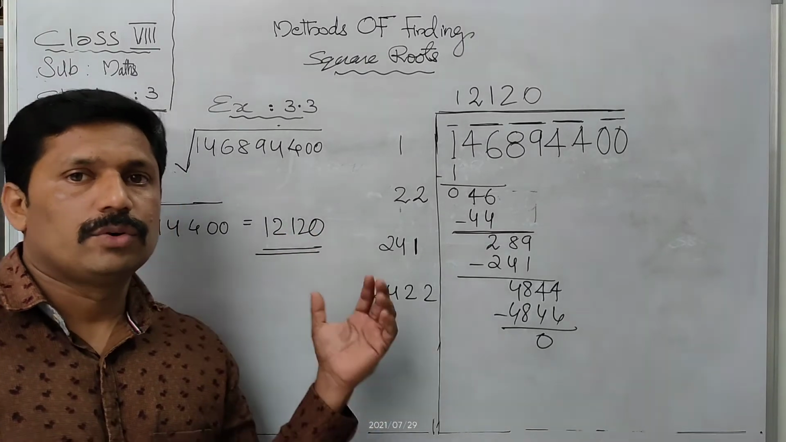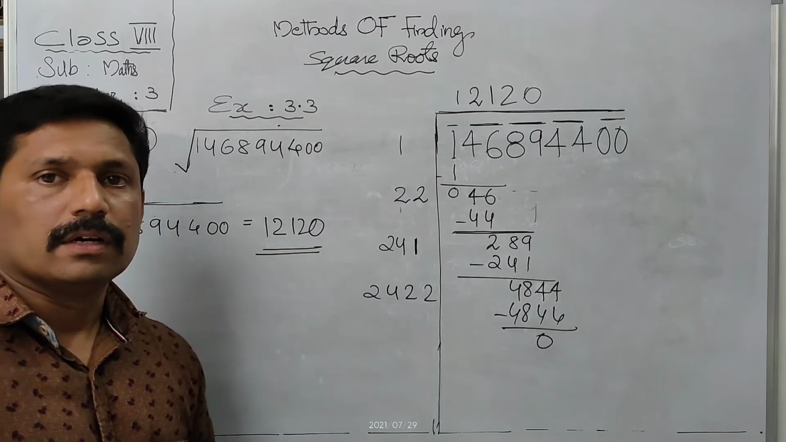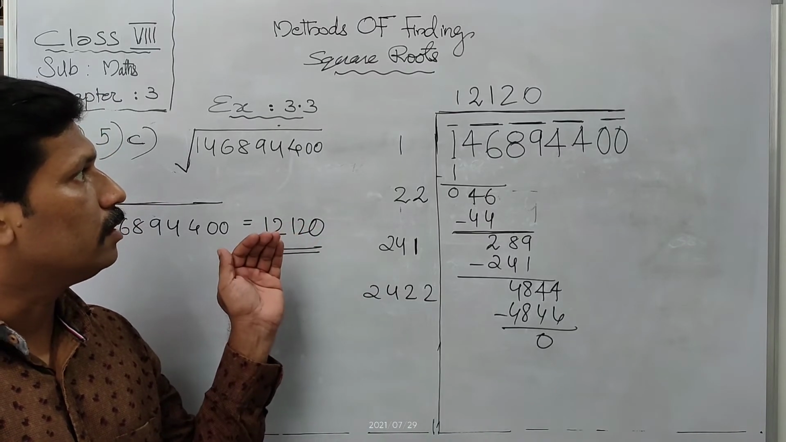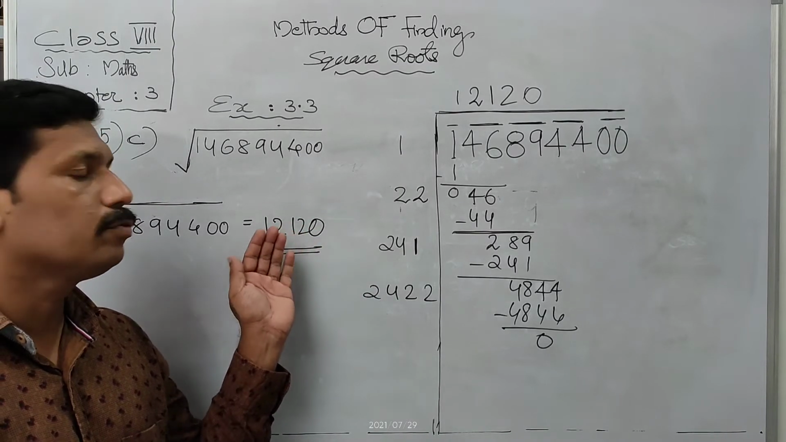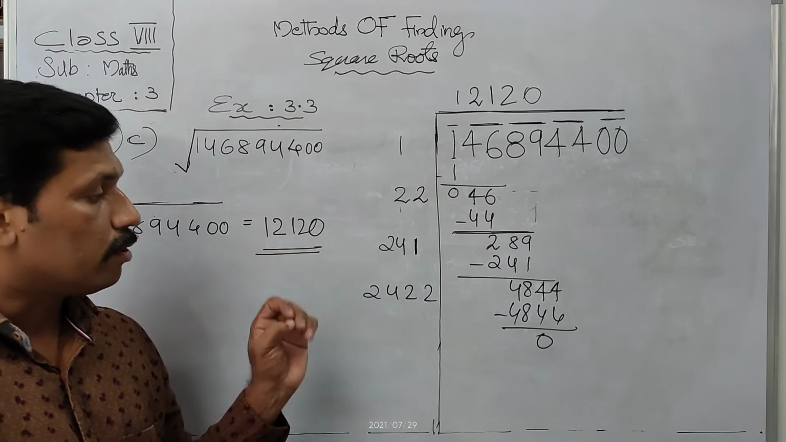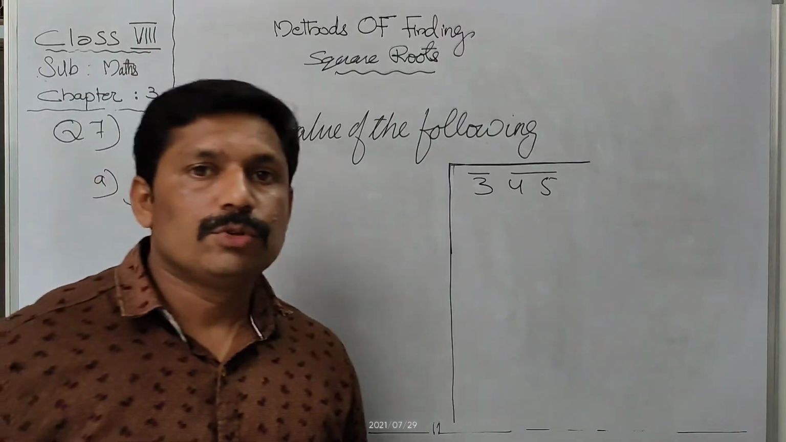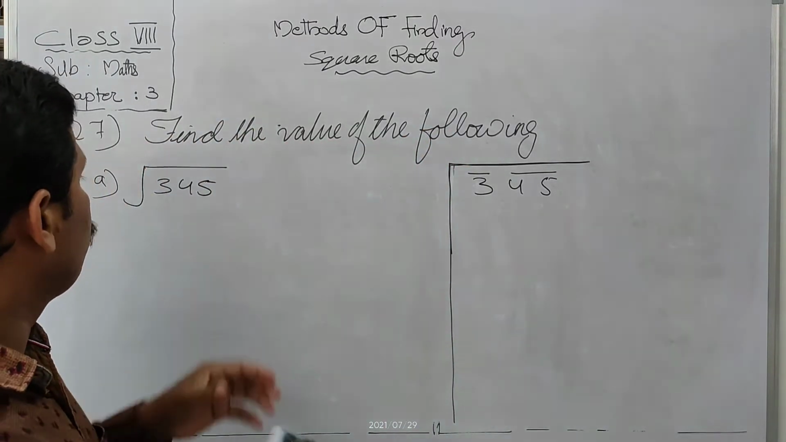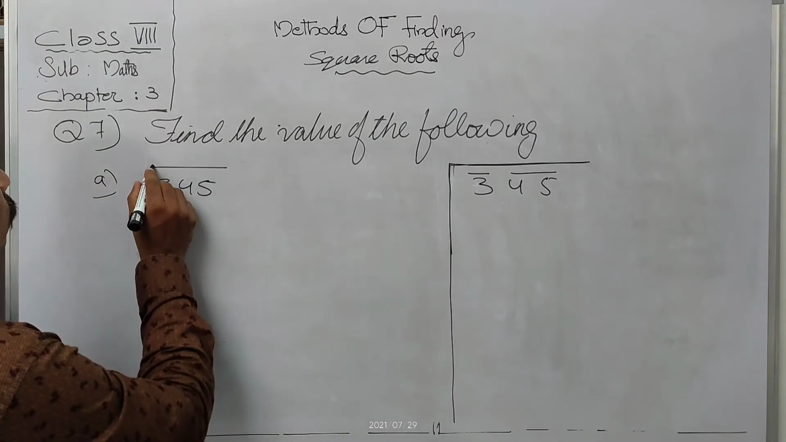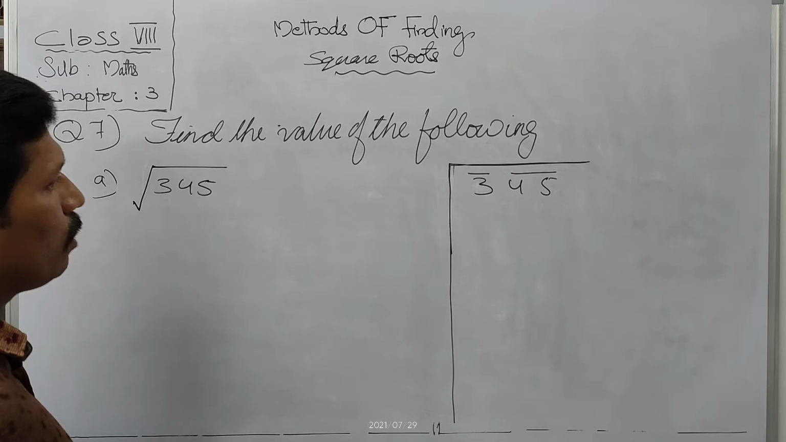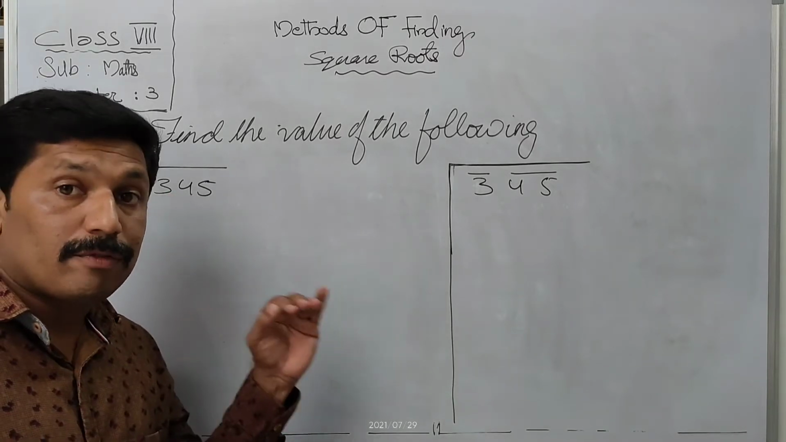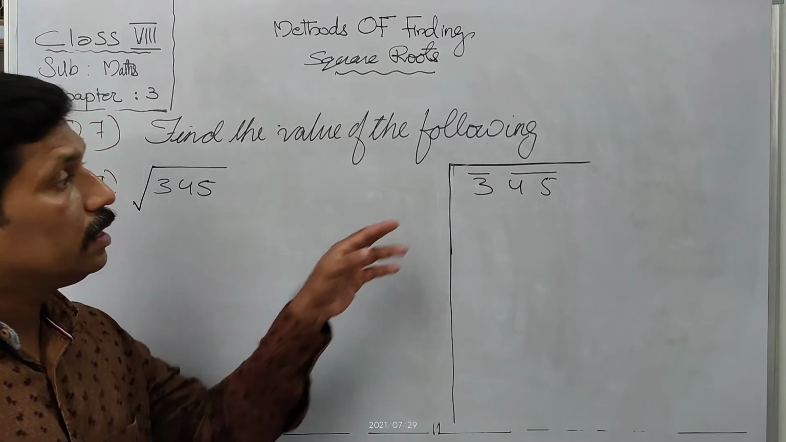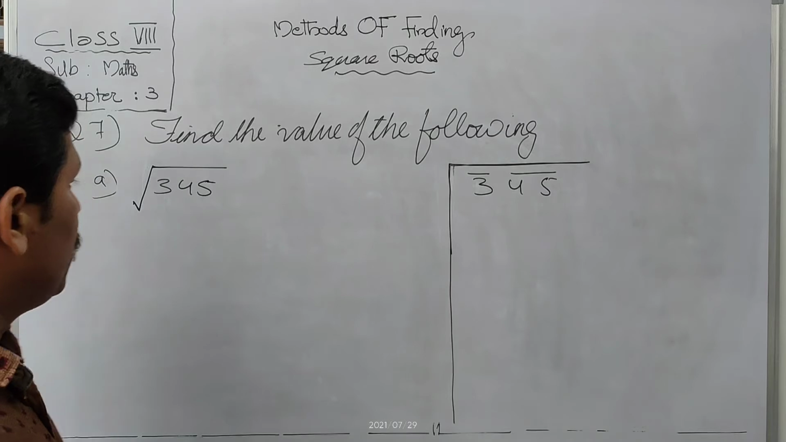Okay, students. I think now you have very clear understanding of how to find the square root of a number using the long division method. Now we move to question number 7. What is question number 7? Find the value of the following. Here also we need the root of 345. Here also the method is not mentioned, so we can use the long division method. And 345 is not a perfect square number, so there can be a decimal number in the answer. So we use the long division method.